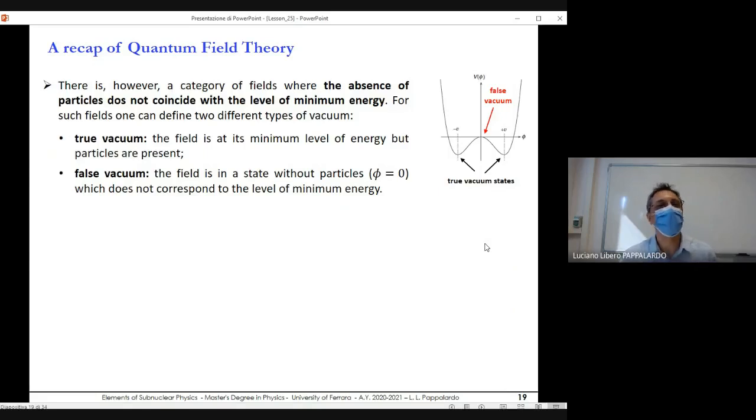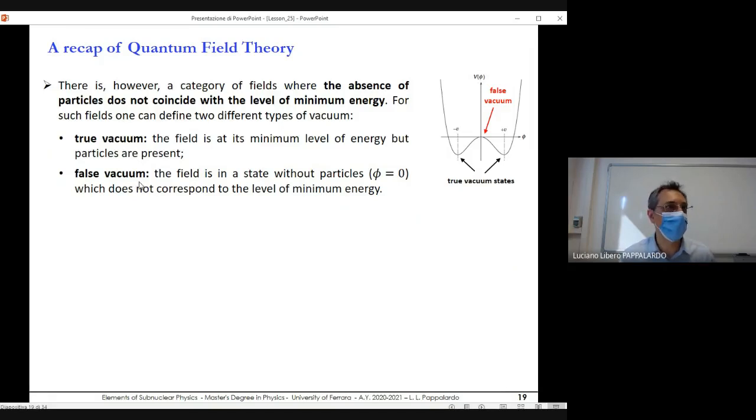However, there is a different category of fields, okay, where the absence of particles does not coincide with the level of minimum energy. As you can see here now, the dependence of the potential energy on the value of the field has a different shape. In this case, one can define two different types of vacuum. The true vacuum, which is the same as before, so the field is at its minimum energy level, but in this case, there are particles.